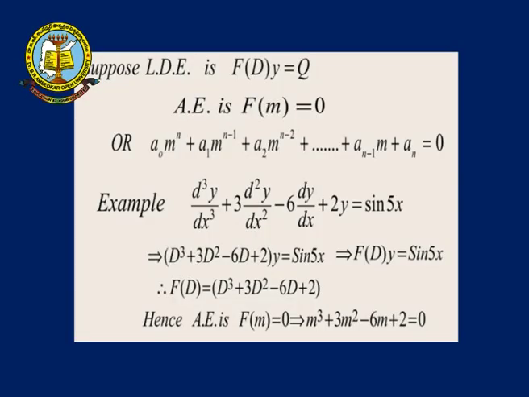So for example, if I take d cube y by dx cube plus 3 d square y by dx square minus 6 dy by dx plus 2y equal to sin 5x. Here, writing the left side term in operator form, D cube plus 3D square minus 6D plus 2 into y equal to sin 5x. That is f of D into y equal to sin 5x, where f of D equals D cube plus 3D square minus 6D plus 2. Now the auxiliary equation: instead of D we substitute m, so f of m equal to 0 for finding the roots. M cube plus 3m square minus 6m plus 2 equal to 0. This is a cubic equation, and if we solve it, we can identify the complementary solution.